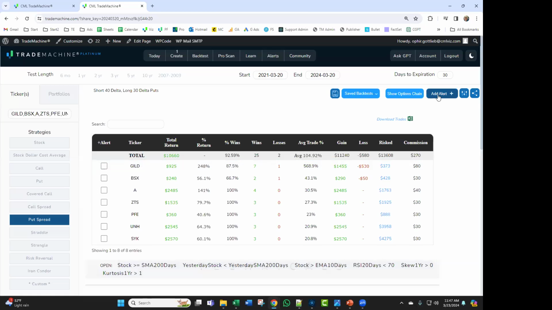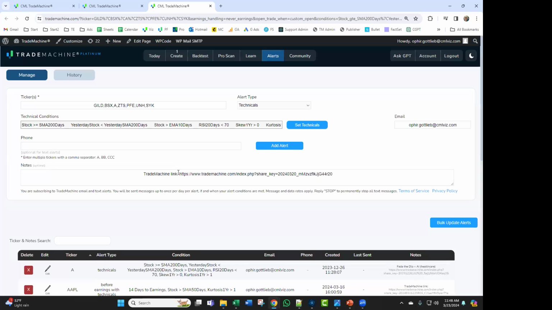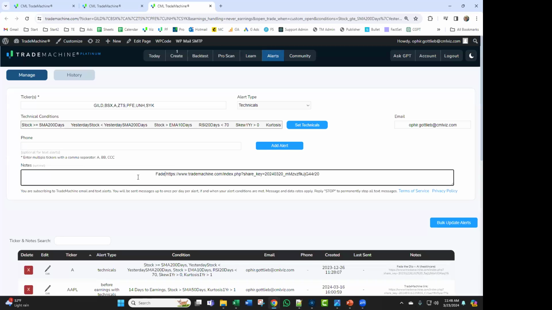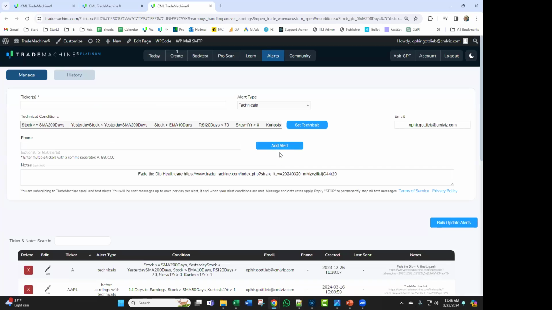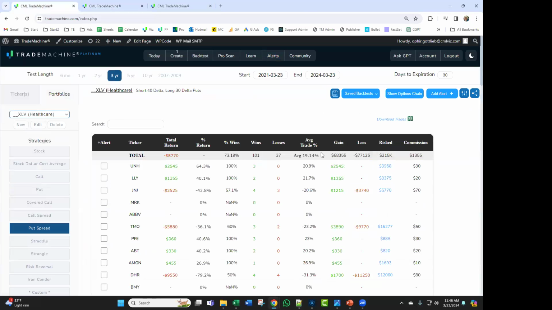So I'm just going to add those 2 alerts. That is selling volatility. And now I'm going to show you a weakness we have. Fade the dip in healthcare. Awesome. Okay. Here is the whole sector. Here's how the whole sector did. That was definitely good enough for me to start picking the best.